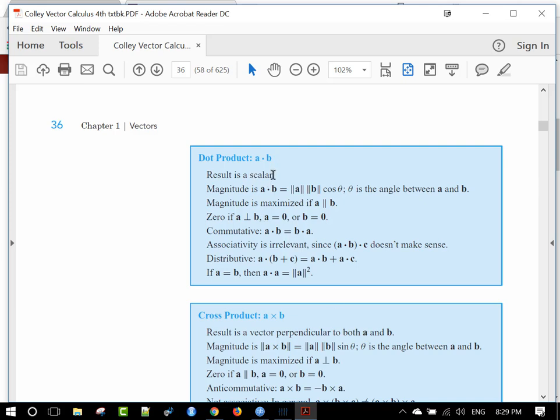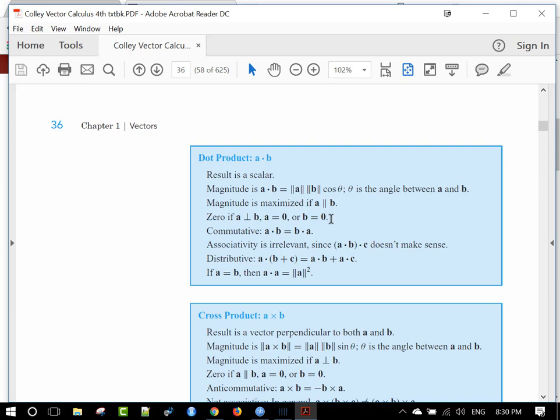The magnitude is the length of A, the length of B, times the cosine of the angle between them. This is also called the norm of A and the norm of B. The magnitude is maximized if A and B are parallel, because in that case, when the angle between them is 0, the cosine is 1. That's the largest that the cosine can be. So it's maximized when A and B are parallel, and it's 0 if they're perpendicular. Or it's also 0 if either one is 0.